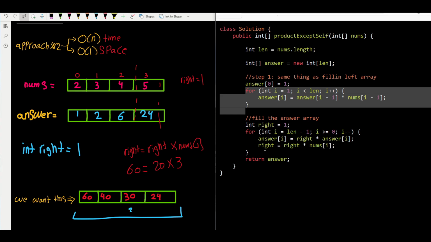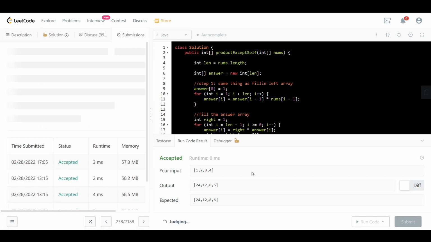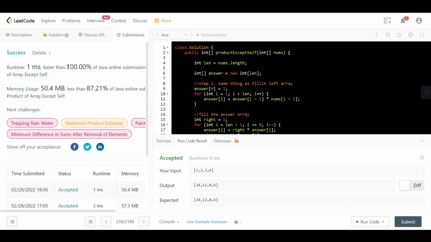So let's run the code, and let's submit. And as you can see, faster than 100%.